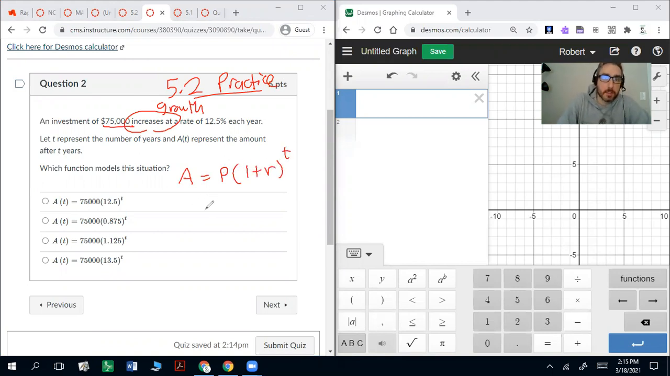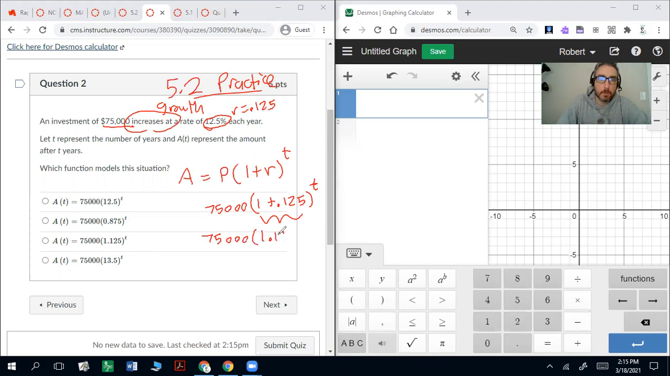So our initial investment is 75,000. Your growth is 12.5%, so that's going to be 0.125. So 1 plus 0.125, we're going to add that to 1. That's going to be 1.125. So we have 75,000 times 1.125 raised to the T power. So that is your function. So it'll be this one, 1.125.